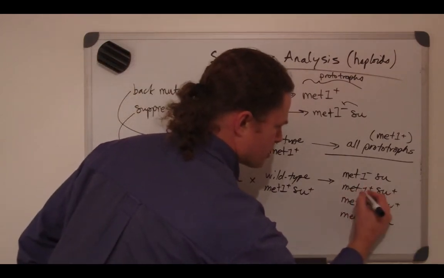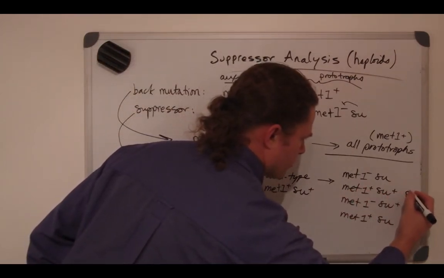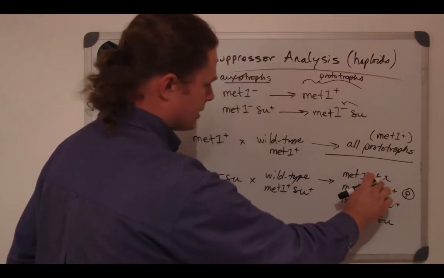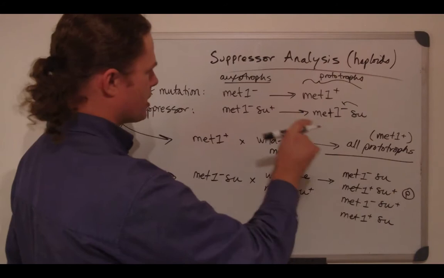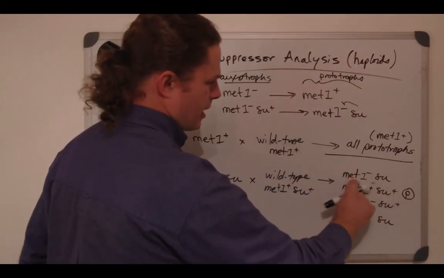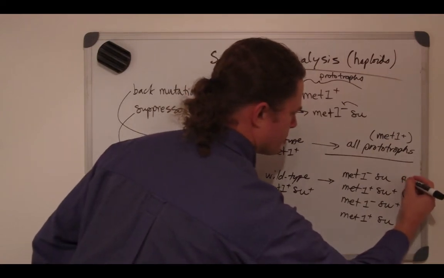Okay, first off, there's the wild type one, so that will be prototrophic. MET1 minus with the suppressing allele is also prototrophic. That's the genotype of the original revertant. So this is the allele that's capable of masking this defect, so this will be prototrophic as well.